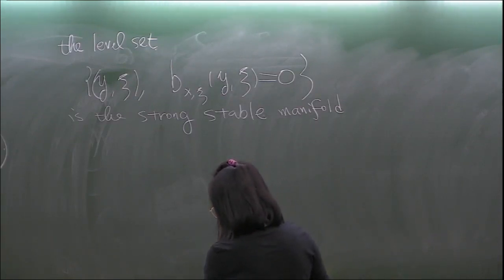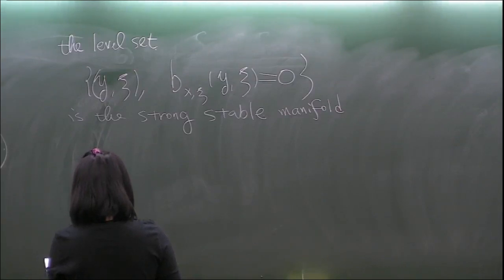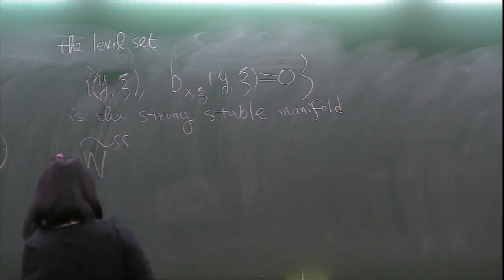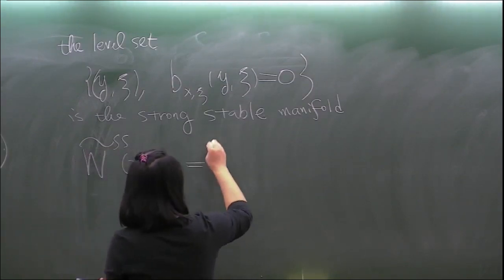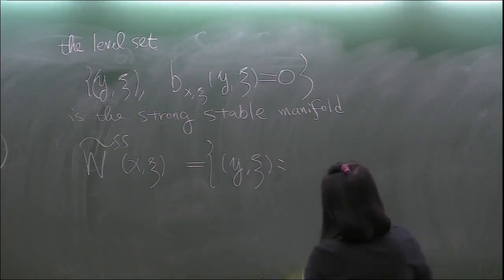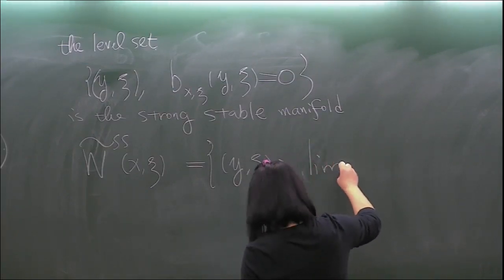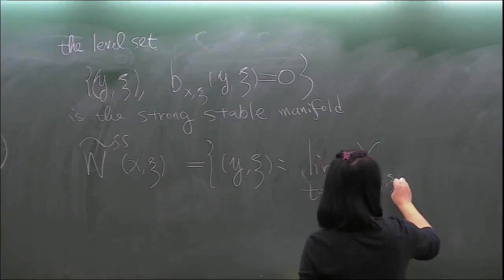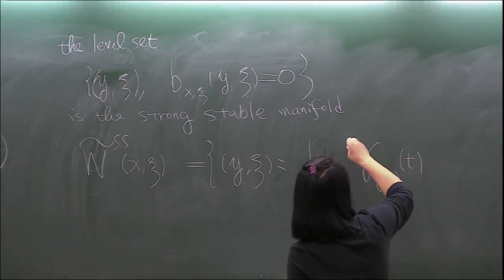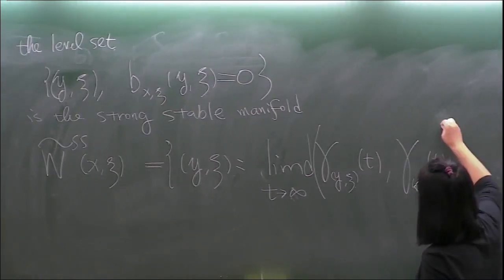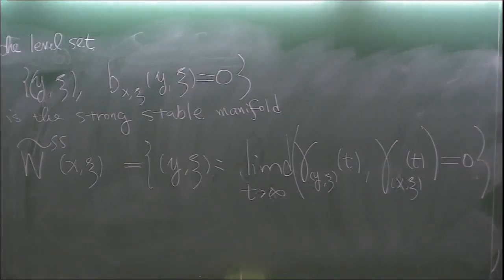of the geodesic flow on the unit tangent bundle of M tilde. This means strong stable here. We put W^{SS} here: x_c is the collection of initial vectors of geodesics such that, as t goes to infinity, the distance between this geodesic and the geodesic starting from x_c at time t goes to 0. So this is the strong stable manifold.